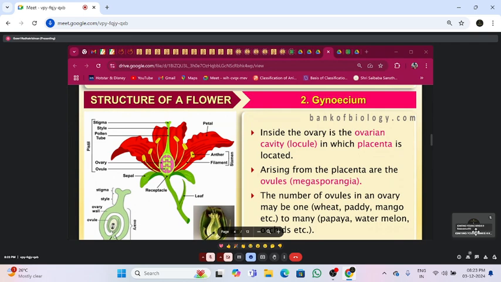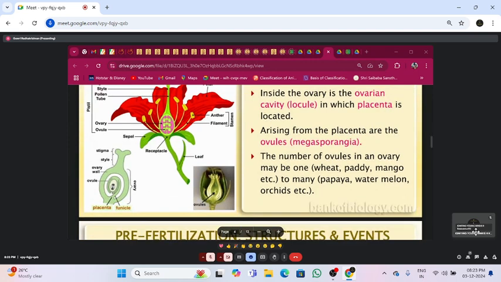Arising from the placenta are the ovules, and these ovules are the megasporangia. When you see the androecium, it has microsporangia, and here it is megasporangia. The number of ovules in an ovary may be one, as in the case of wheat, paddy, or mango, or many, as in the case of papaya, watermelon, or orchids, etc.